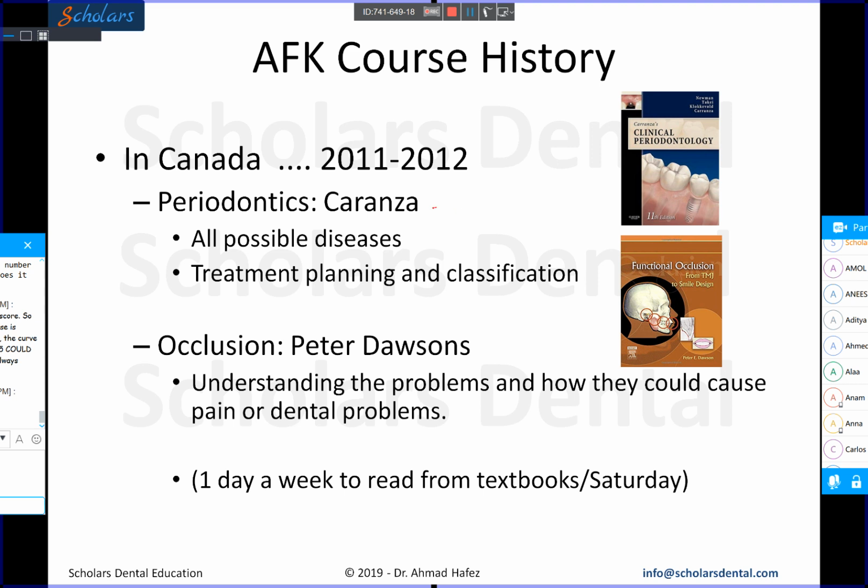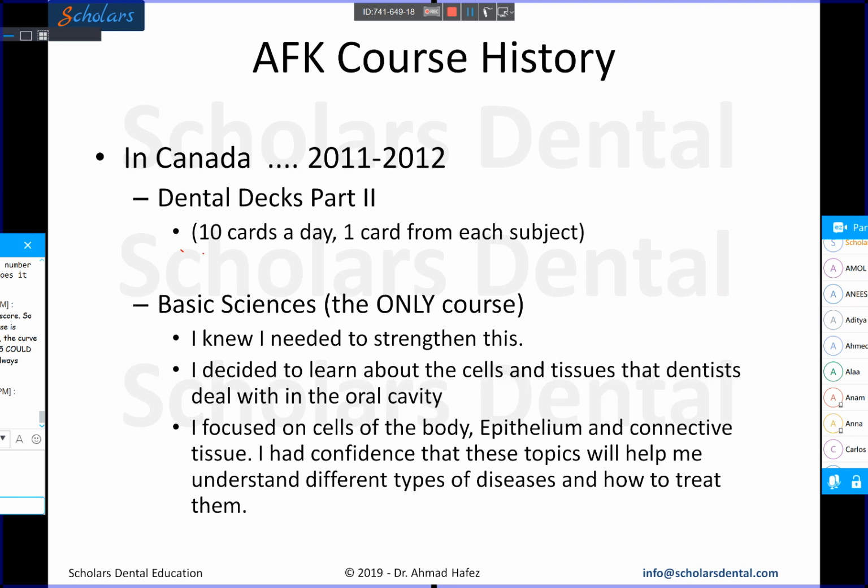And I spent a year really reading more books. So I'm like, okay, now I got to learn perio and also occlusion. So I started reading from these books. And what I did is I kept one day a week, Saturdays, that I read from textbooks to keep myself interested because it was fun for me. And on the other days, I read the Dental Dex Part 2. I did 10 cards a day, one card from each subject.